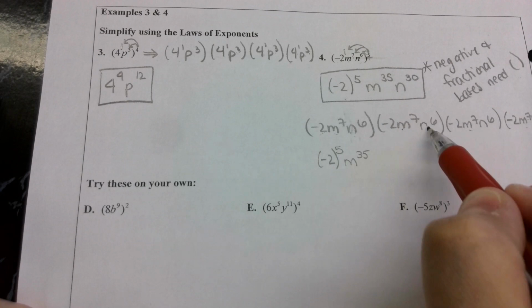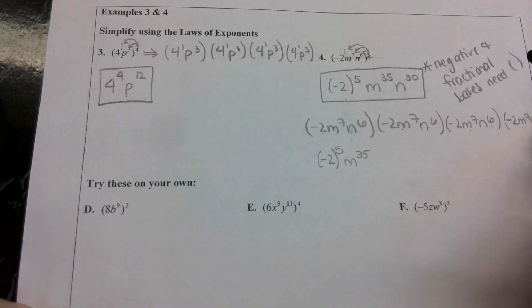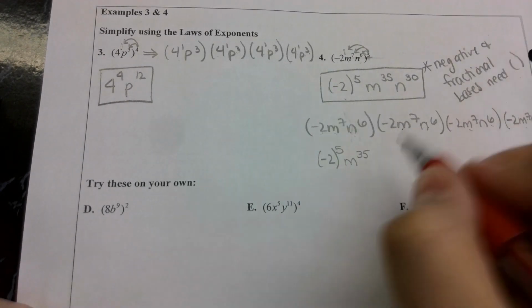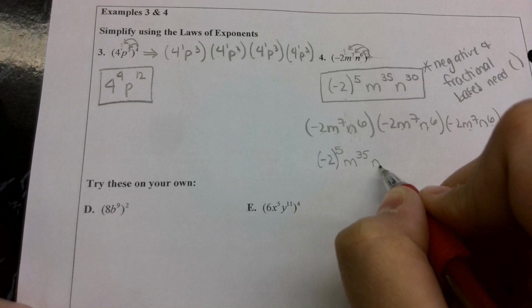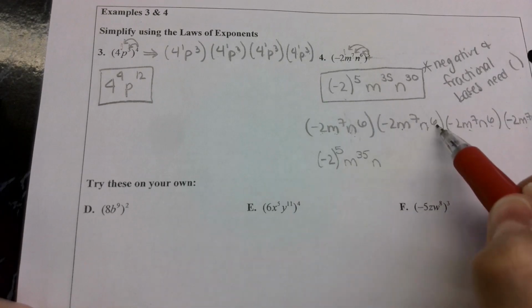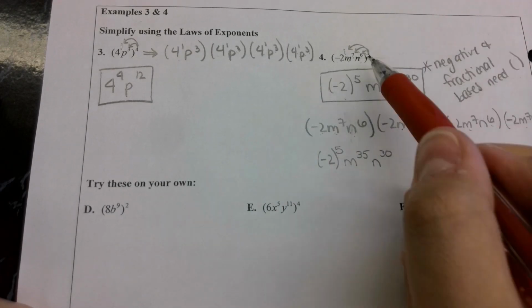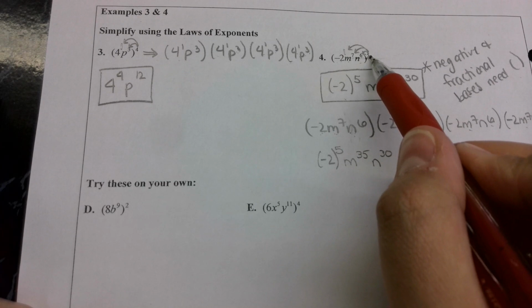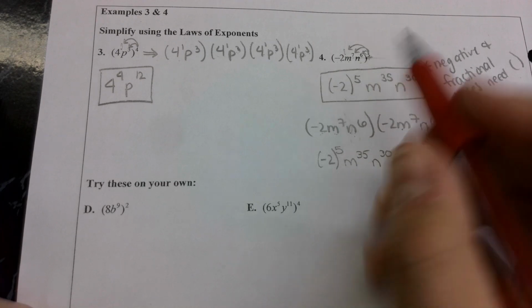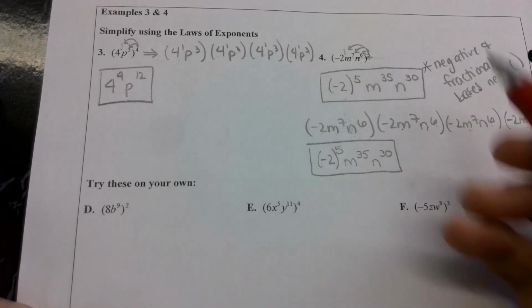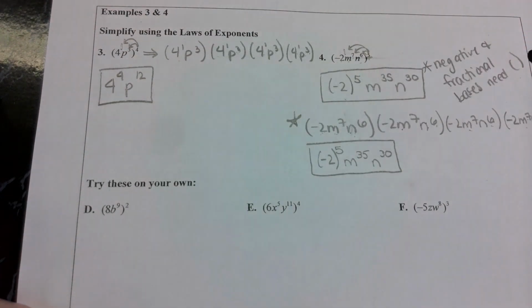n to the 6th times n to the 6th times n to the 6th times n to the 6th times n to the 6th. You're going to keep your base, add your exponents. 6 plus 6 is 12, plus 6 is 18, plus 6 is 24, plus 6 is 30. Don't you get 30 when you do 6 times 5? Does that make more sense? Yeah. If you're confused, there's nothing wrong with showing this work. I like to show that work because it helps you visualize where those -2's are coming from, where those m's are coming from, where those n's are coming from.